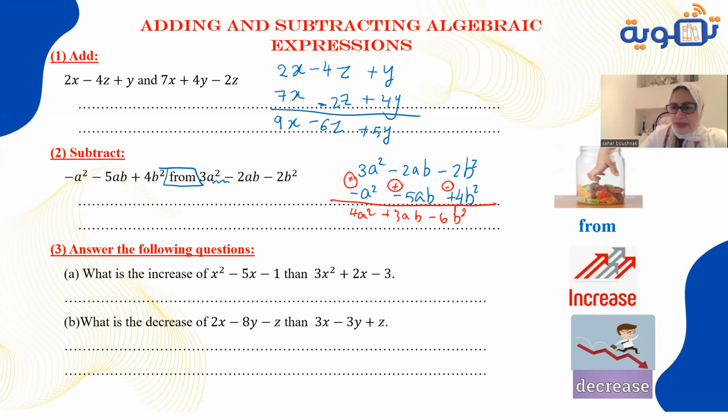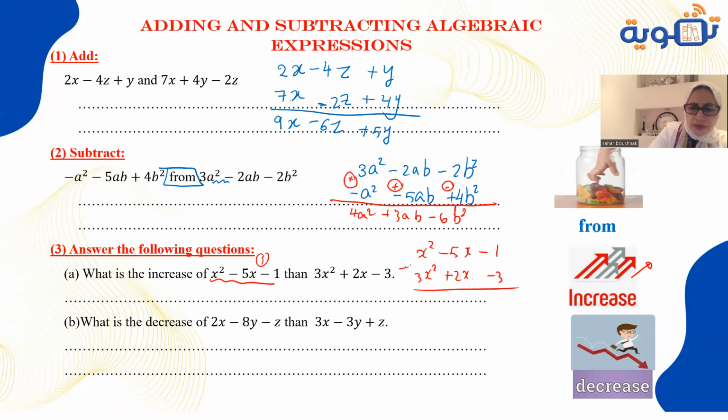The word increase means greater or more than. So this is the bigger, so I'll start with this one. x to the power 2 minus 5x minus 1, under it 3x to the power 2 plus 2x minus 3. Then I'll change the sign as usual. Now, negative 2x to the power 2, negative 7x plus 2.